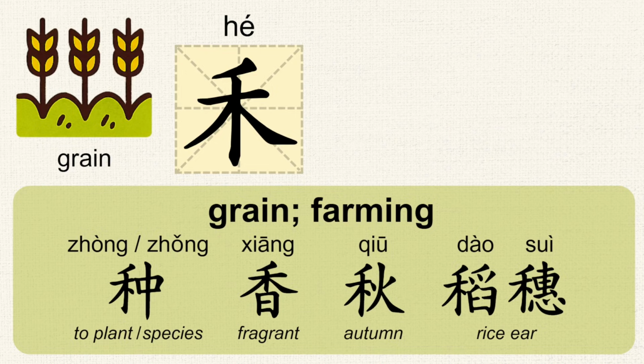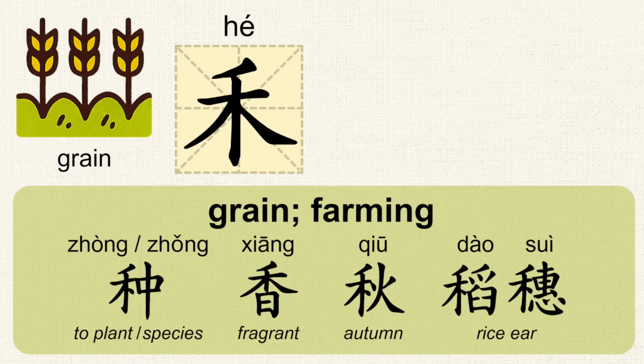This character has two different meanings depending on the tone. With a fourth tone, it means to plant, as in 种菜, which means to plant vegetables. With a third tone, 种, it refers to different types or variants of something.